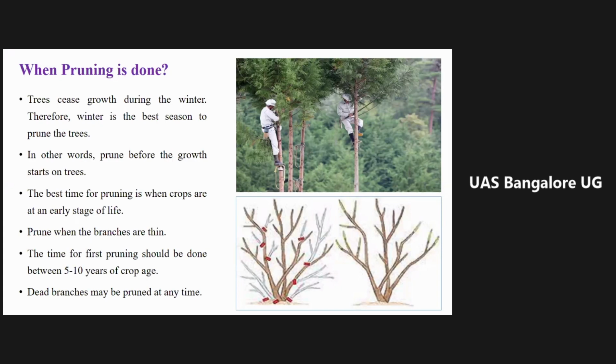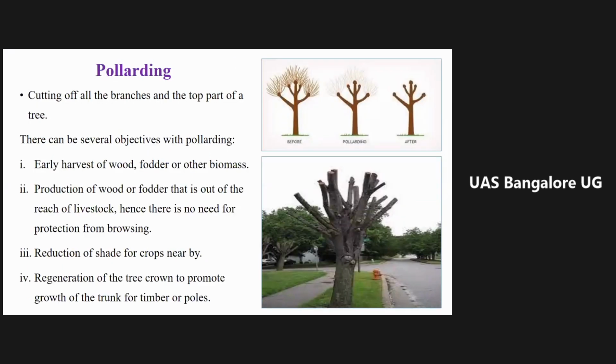The first pruning should be done between 5 to 10 years of the crop. Dead branches may be pruned at any time of the life cycle of the tree. Then another tending operation is pollarding. Pollarding means cutting off all the branches and the top part of the tree. You can see it in the picture.